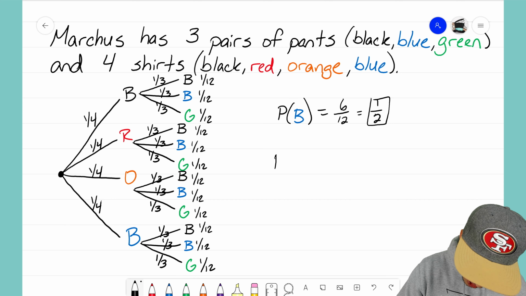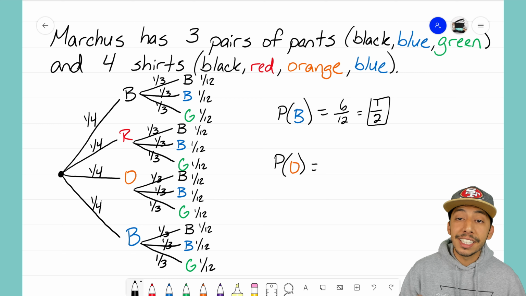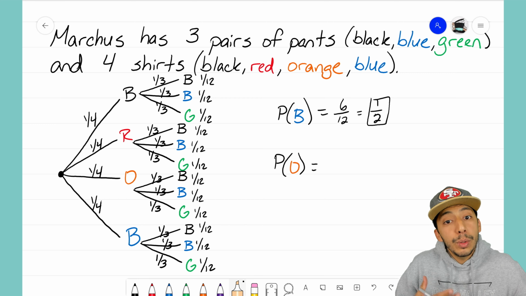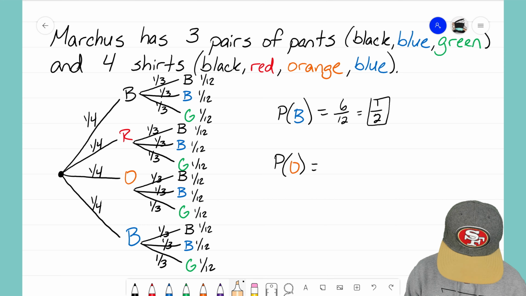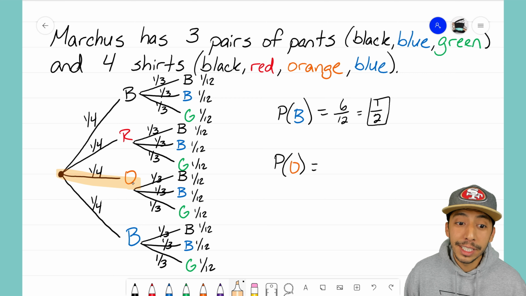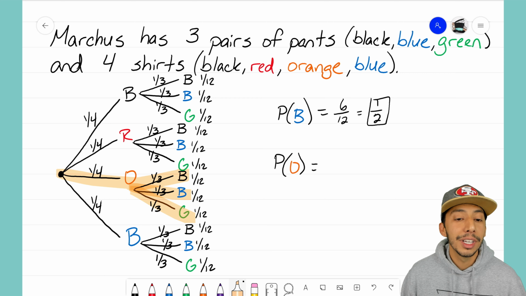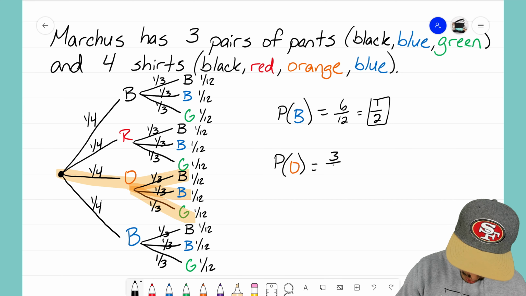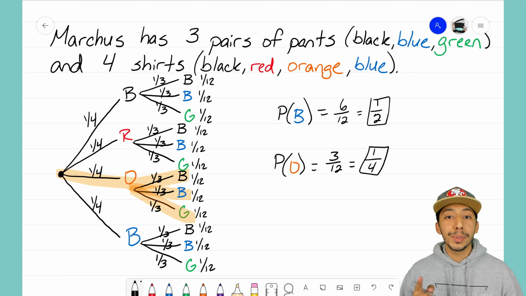Let's do one more question. What's the probability that Marcus is going to be wearing orange? Again, let's look at our branches here and see, when is he wearing an orange item of clothing? Well, he only has an orange shirt. So when I go down this branch where he's wearing the orange shirt, he has 3 pairs of pants to choose from. So those are the options that he has for wearing something orange. 3 out of 12, which is going to reduce to 1/4 or 25%.